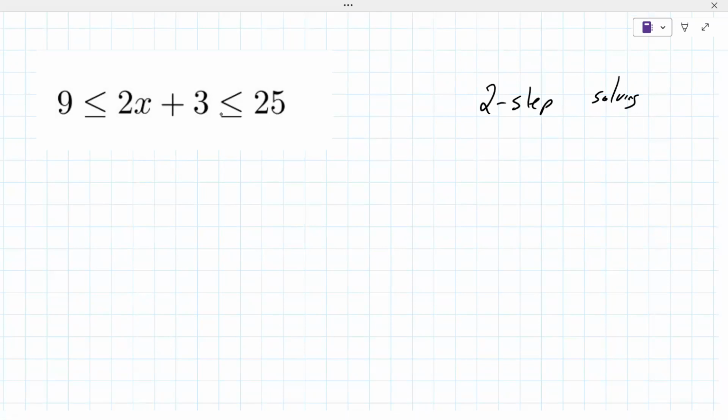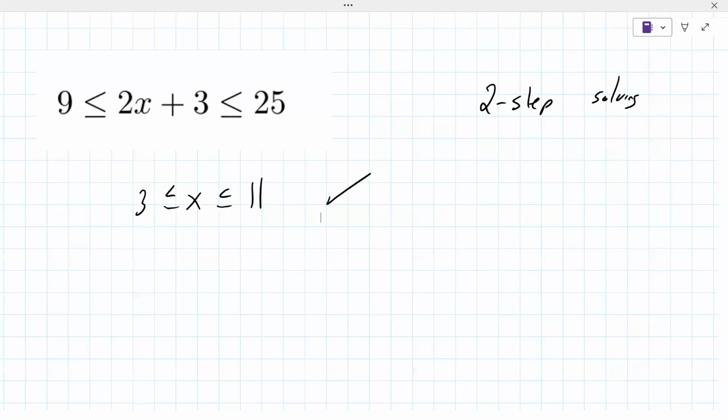So why don't you try this one, please? I got 3 is less than or equal to x is less than or equal to 11. Like that? Yep. Okay, and that is correct.